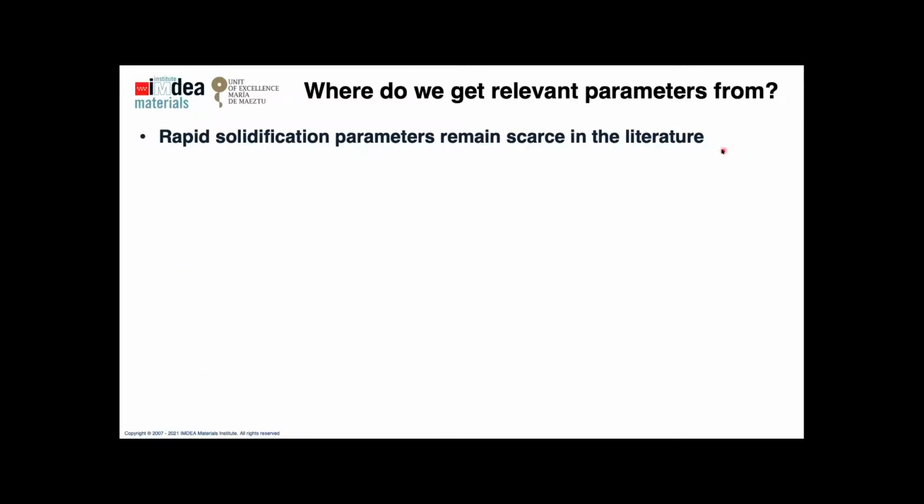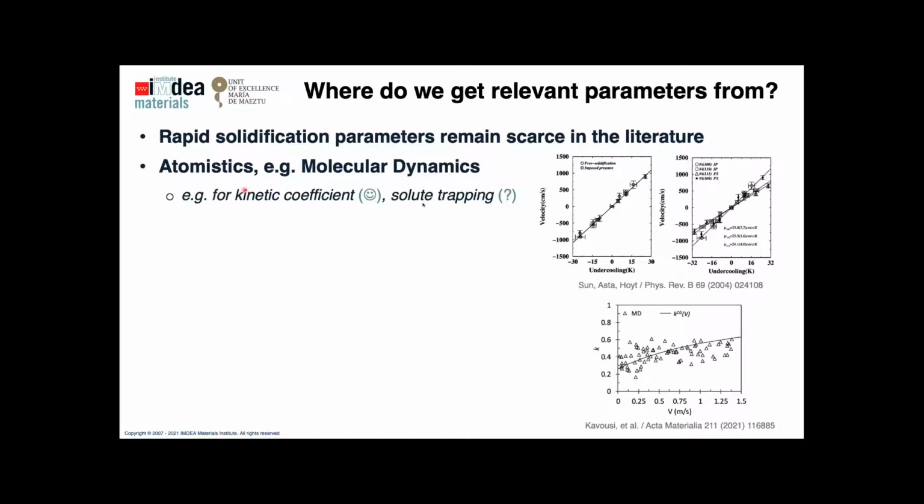Now, where do we get these parameters from? The parameters remain very scarce in the literature to find. So some of them you can get with atomistics. For kinetic coefficient, it works quite well. Look at velocity versus undercooling. It works well to the extent that you can even grasp the difference with respect to orientation of the interface, so the anisotropy of this parameter. For solute trapping, well, it's a little harder. I'll let you be the judge of whether or not there's a trend in this cloud of points.